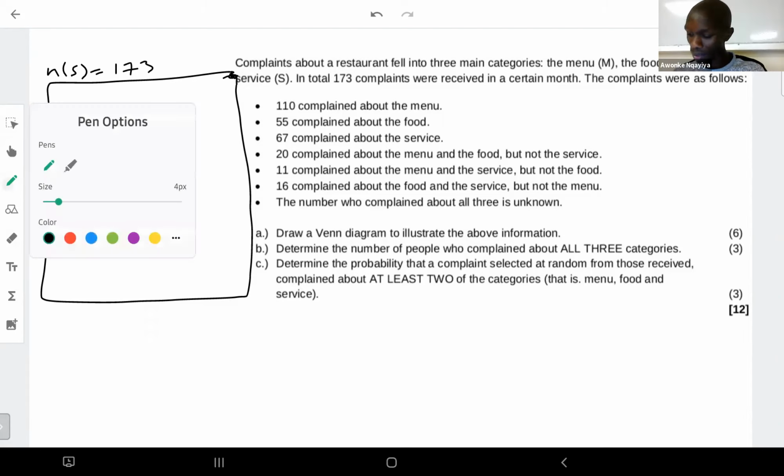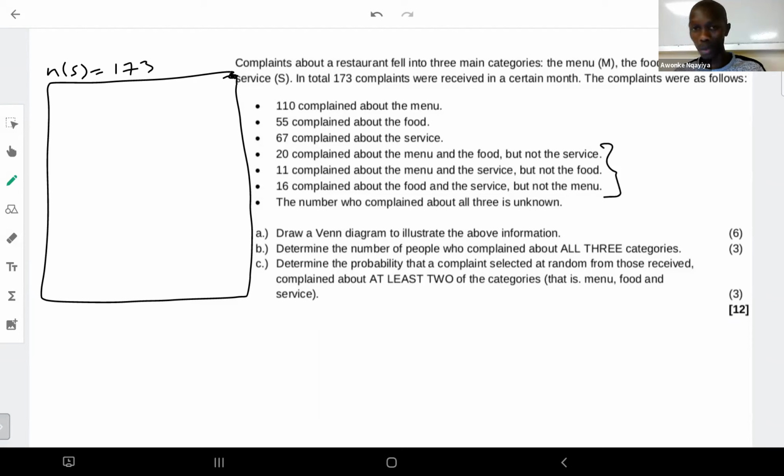And looking at the three details over there, those three details about 20, 11, and 16, it seems like there are some interactions between these three things: menu, food, and service. Also, if you're looking at the last information, the number who complained about all three is unknown, which means there is a number of people that complained about all the three, which is the intersection. There is that intersection, but that intersection at the moment is unknown. So we can expect an intersection between the three circles.